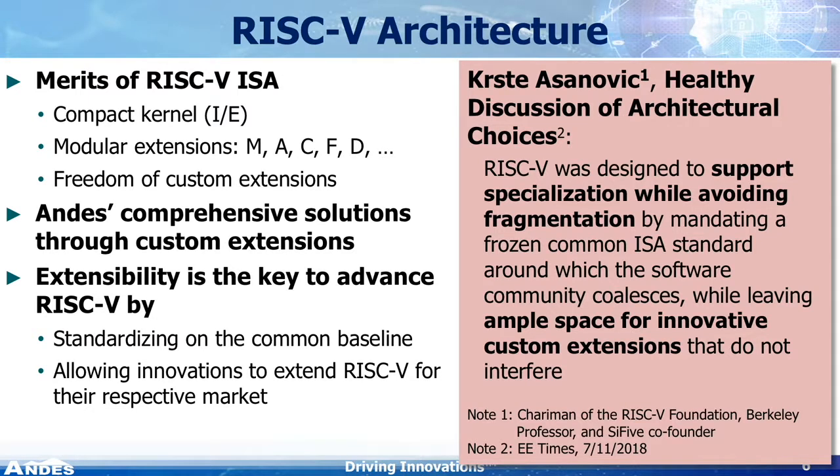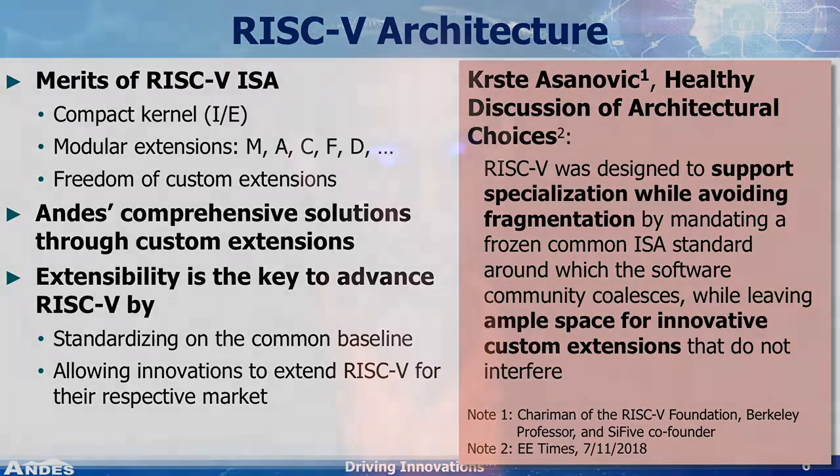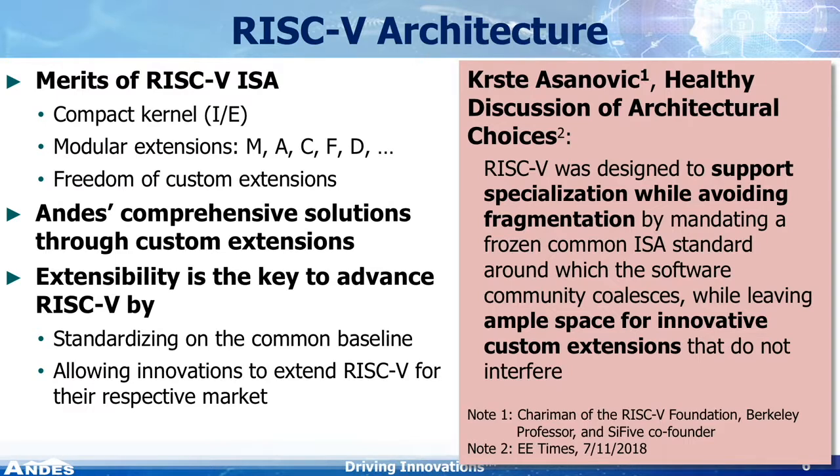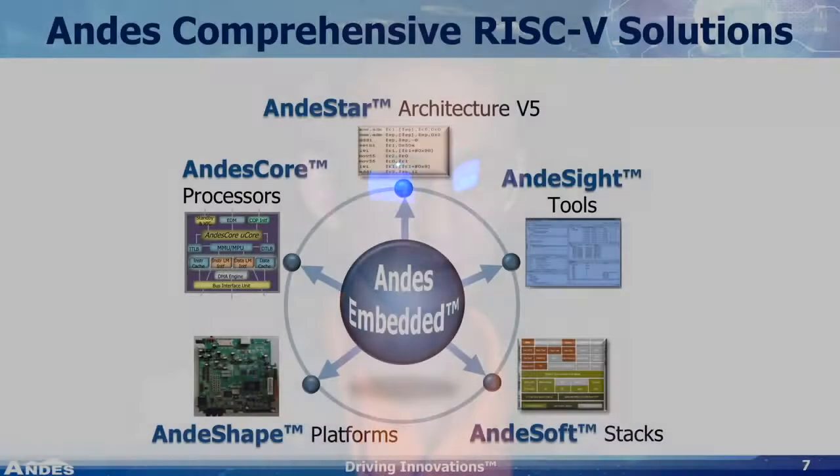So we think extension is the key to advancing RISC-V. Again, standardize on the common baseline, use extensions to build what you need in the application, and maybe eventually the most popular custom extensions will come back to become standard. This is a good way to move ahead without having a committee discussing every little thing and slowing down everyone. And this is how we have been building our comprehensive solution, based on processor, architecture, and so on.